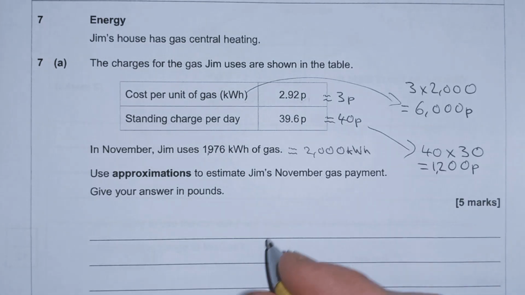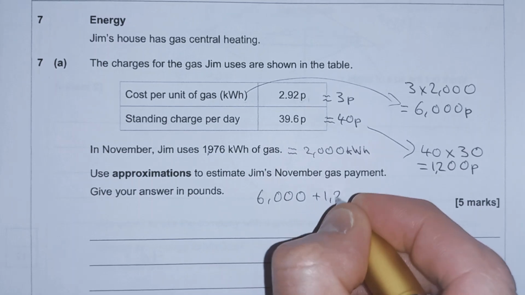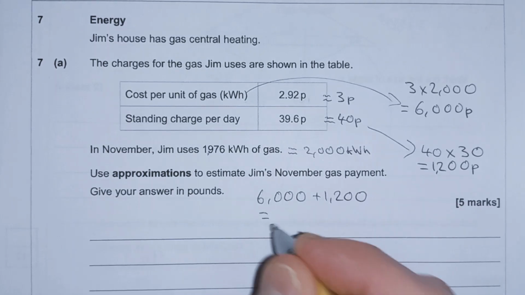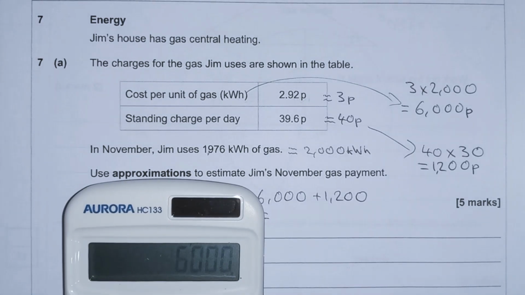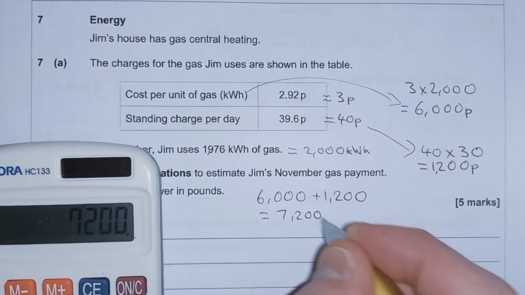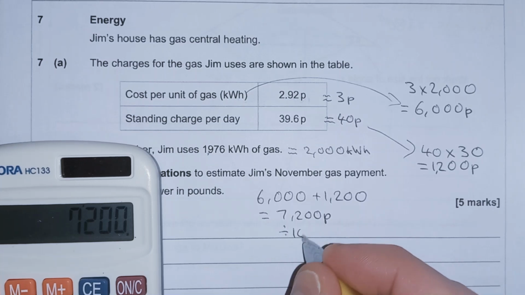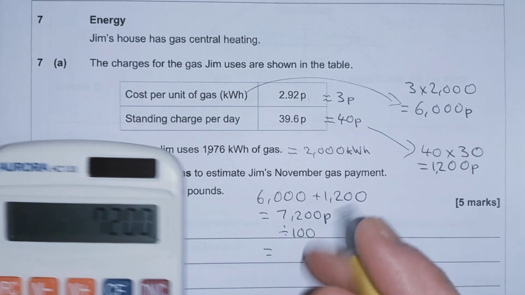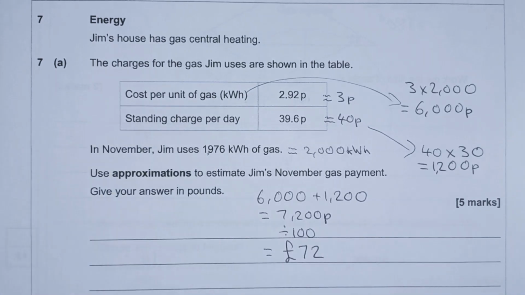So if we want the total gas payment, we want 6,000 plus 1,200. You're welcome to use your calculator here if you want to. 6,000 plus 1,200 is 7,200. Remember, that's still in pence. So if we want to turn it into pounds, we're going to need to divide it by 100, or just take off 2 zeros. And we're going to get £72.